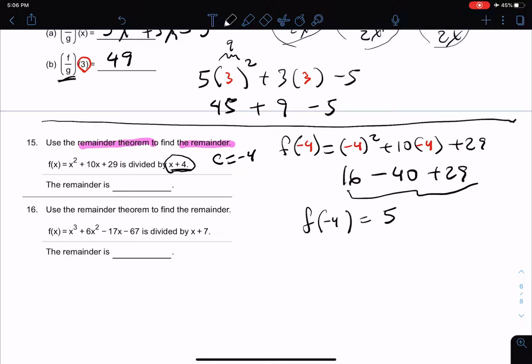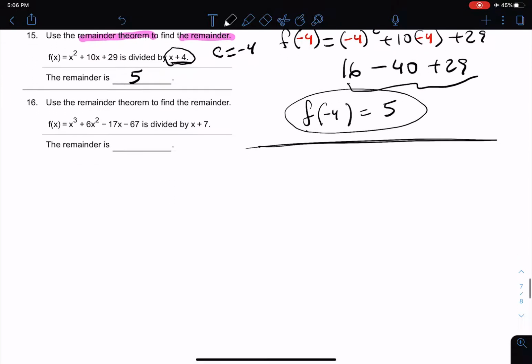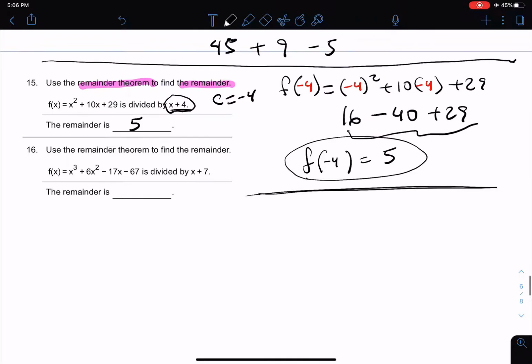So by the remainder theorem, we actually found the remainder without even doing any long division. Okay, I want to show that you could have gotten this by long division also. So let's do that. Let's do the same problem. This is number 15.